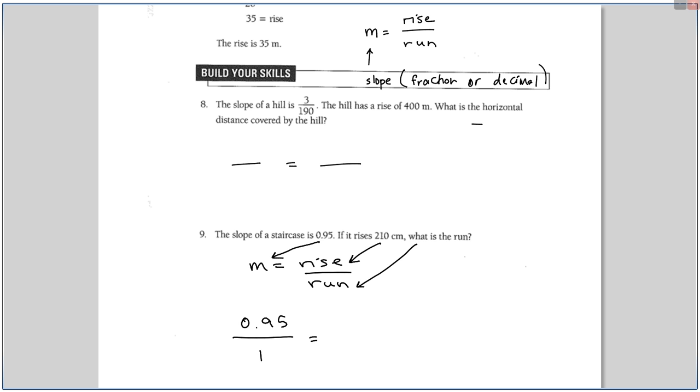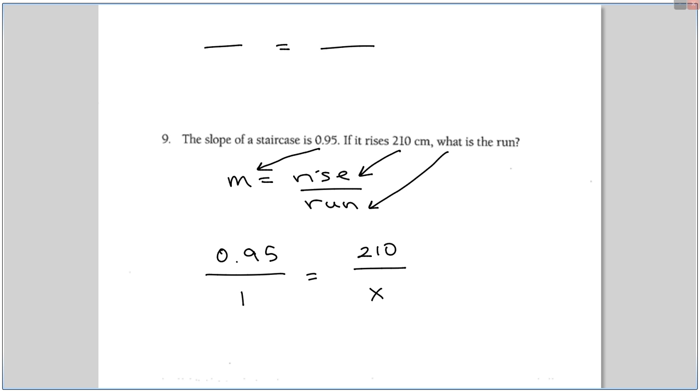So then what do we put in the rise? 210. And what do we put in the run? X, because that's your unknown. So whoever just whispered X, good job. Now what do I times? 210 times 1, and then I divide out 0.95.